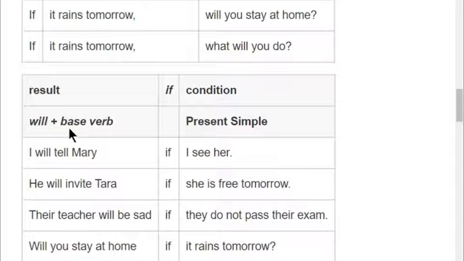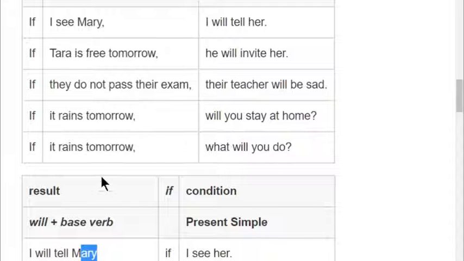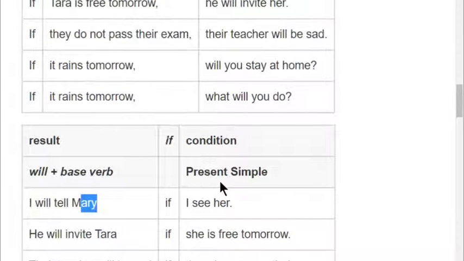The will plus the base verb. So you have your subject plus will plus the base verb. So let's take a look. I, which is the subject, will, and then tell, which is of course the verb, Mary, and then if I see her. Now this is the condition. So you can put the condition before the result, or the result first and then the condition.